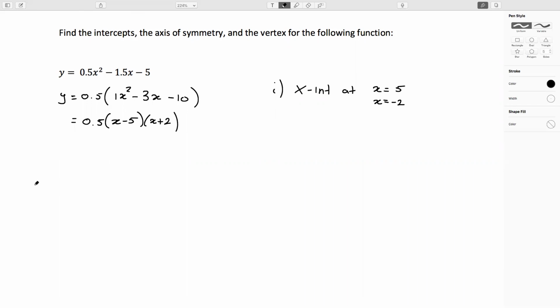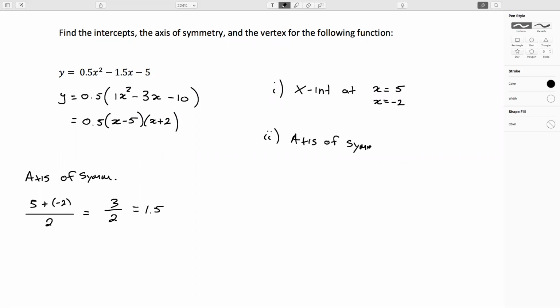So axis of symmetry: 5 plus negative 2 divided by 2. That's going to be 5 minus 2, which is 3, divided by 2. So this is 1.5. So the axis of symmetry, I guess that's the second piece of information, is at x equals 1.5. And it should be halfway between these points. If I got 7, I'd know something was up. All right, so now I've got the axis of symmetry. Now I just need to find my vertex.